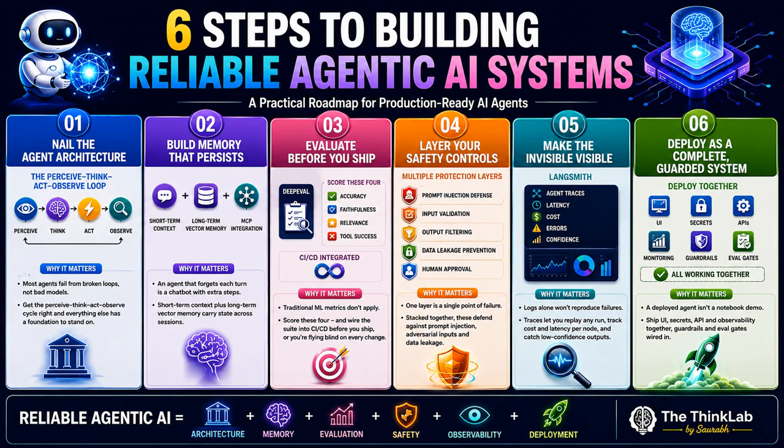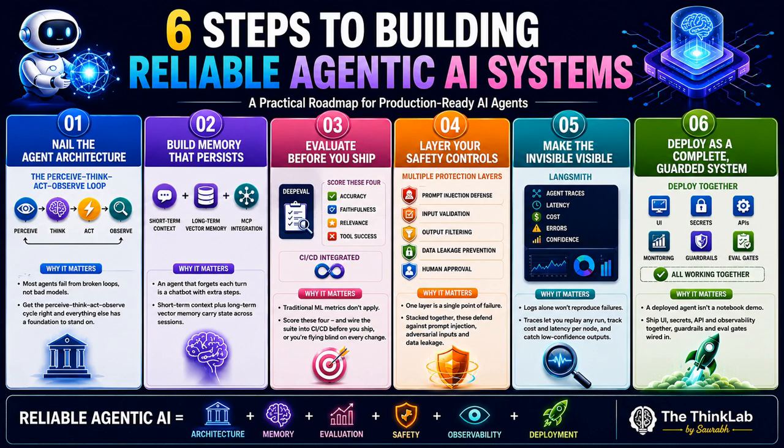Today we will learn about the 6 important steps to build a reliable agentic AI system. Today many people can build an AI agent, but building an agent that is reliable, safe, and ready for production is much more difficult. So in this video, I will explain the 6 steps in very simple language. So let's start.